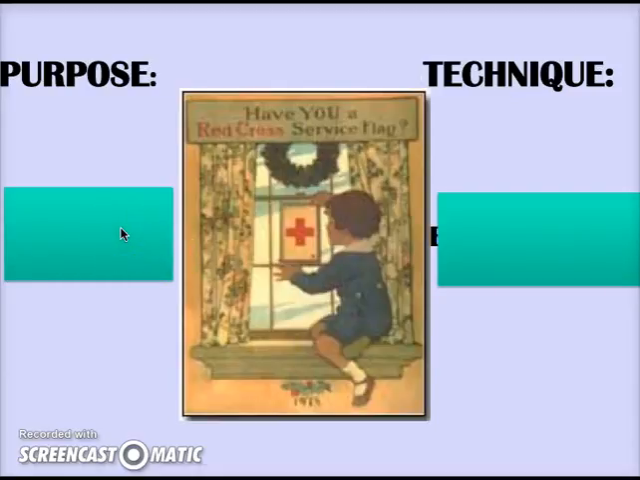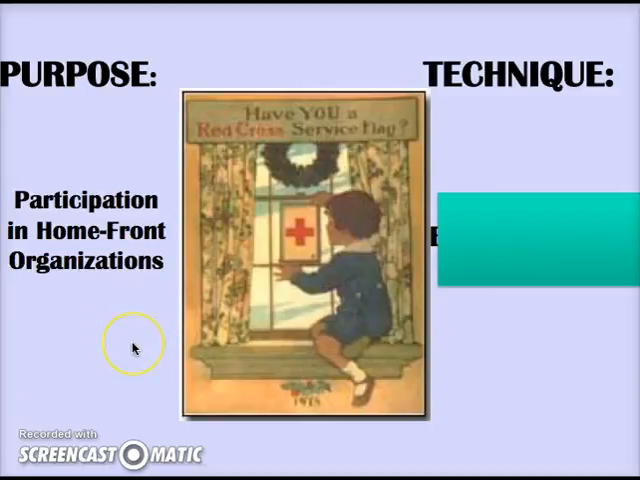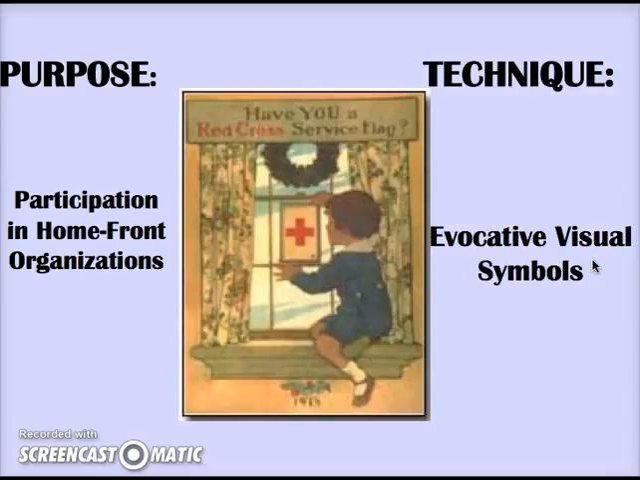Next, it says, have you a Red Cross service flag? First, purpose, participation in home front organizations, trying to get people involved. What technique is being used? This is an evocative visual symbol. It's showing a little kid who's putting the Red Cross service flag, probably looking out, wondering when is daddy going to come home. So it's really, really trying to play on your emotions by using visual symbols.